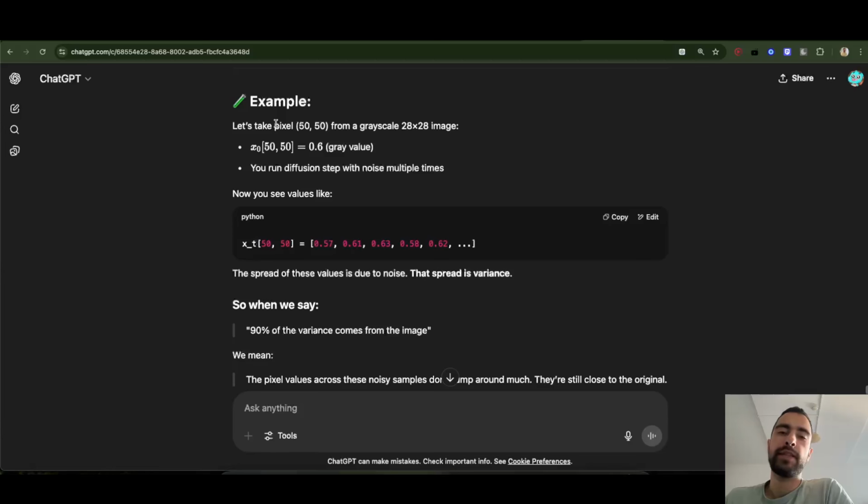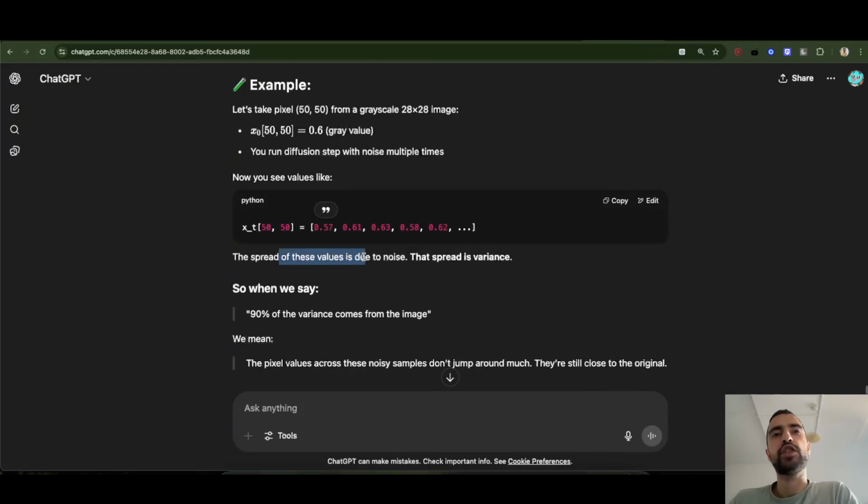Here is an example. It might help you, it might make you even more confused, but it is what it is. Let's take pixel 5050 from a grayscale 28 by 28 image. So let's say this pixel has the value of 0.6. So this is the gray value, just this value. This is the color. You run diffusion step with noise multiple times. Every time you add a bit of noise, maybe it can go from 0.6 to 0.57, 0.61, 0.63. So you see it's changing a little bit, but not too much. So actually, even if you add some noise, because it's not too changed, this pixel will still be part of some lines or shapes, and you will be able to recognize it because it's actually just changed a bit.